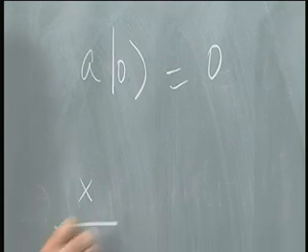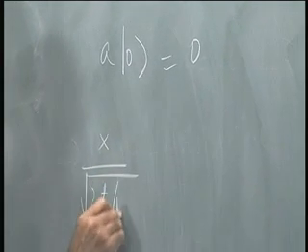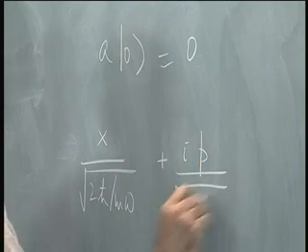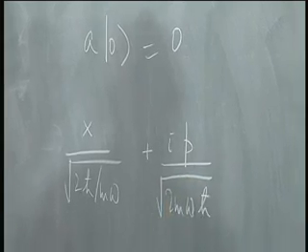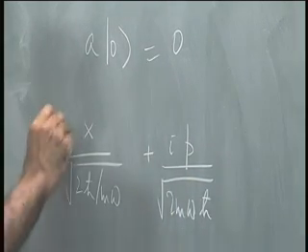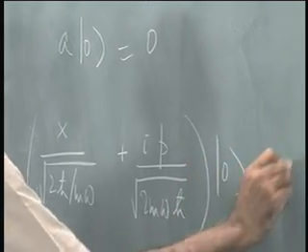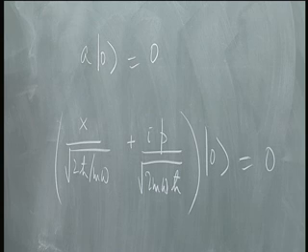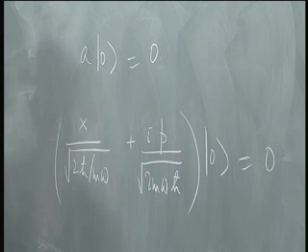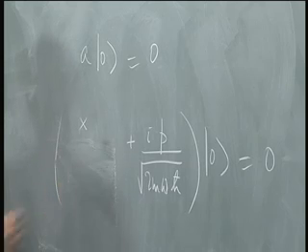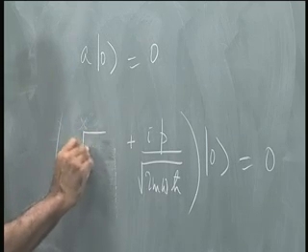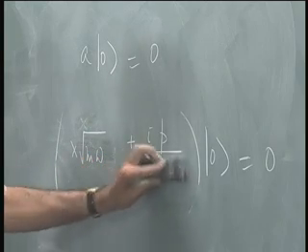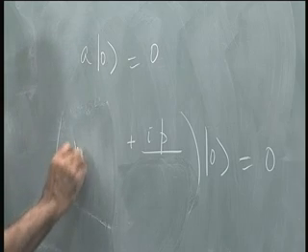This is x divided by root 2h cross over m omega plus ip over root 2m omega h cross. That operator acting on 0 is 0. Can we get rid of some of these constants? This is root m omega by 2 h cross, so x root m omega over 2h cross, and this 2h cross we can get rid of. So let us just write m omega x.